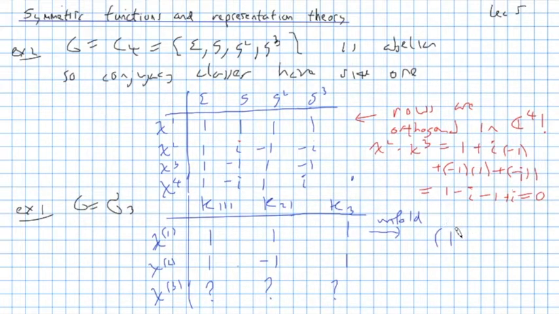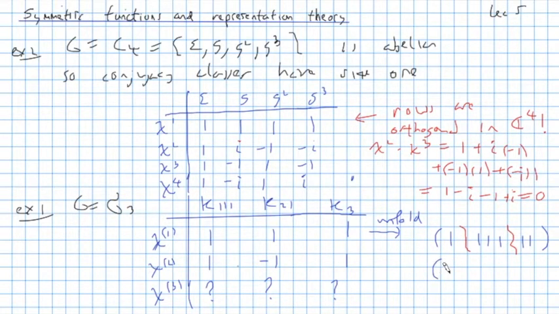So we have one identity element. How many transpositions do we have? We have three of them. So this one in the middle actually corresponds to three ones, because there are three permutations that are transpositions. And how many three cycles do we have? We have two of them. So we can put 2, 1. Now we get a vector of the same size as the group, so size 6.